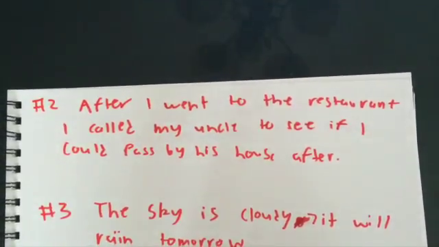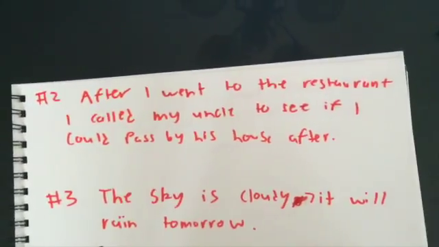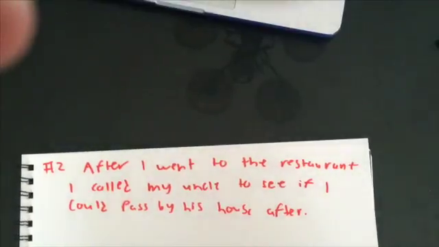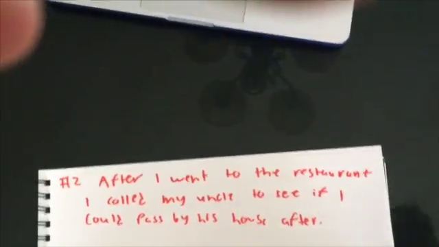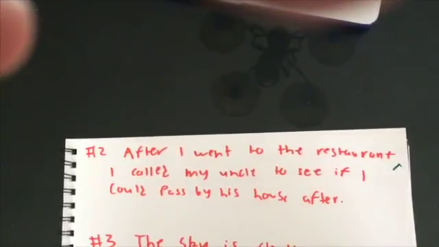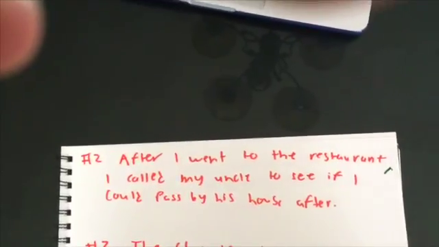Example number 2. "After I went to the restaurant, I called my uncle to see if I could pass by his house after." What do you think is the error here? Simple. In order to fix this sentence, all we need to do is put a comma after restaurant in order to separate the two independent clauses and make them a complete sentence by joining them together.